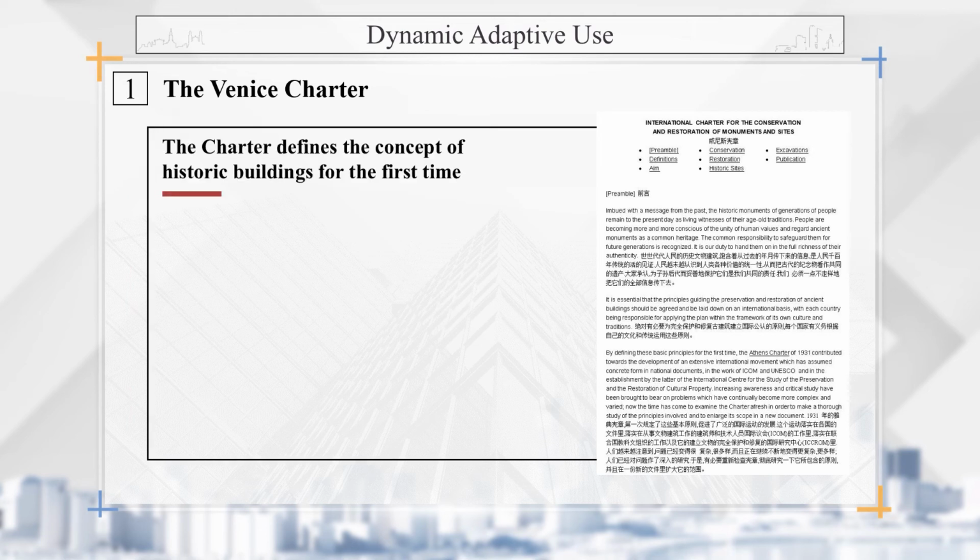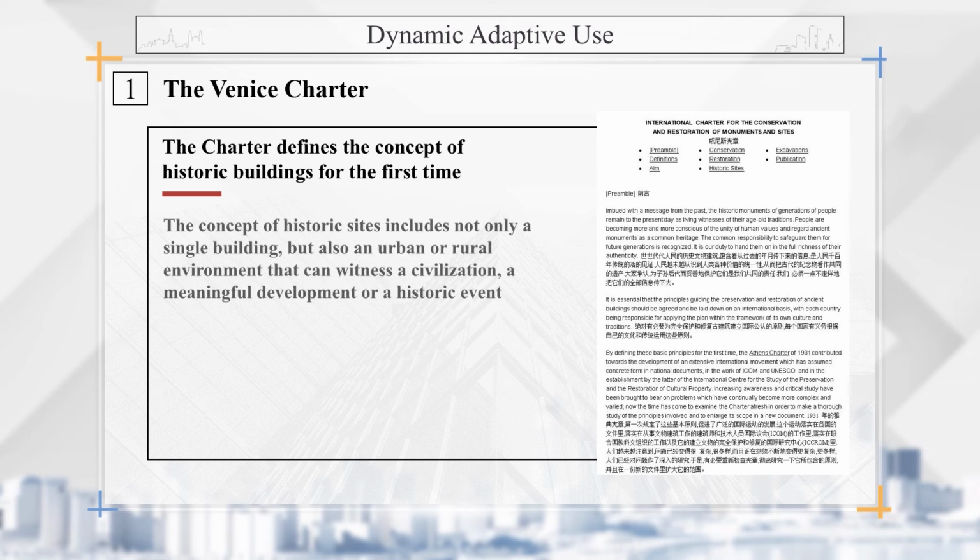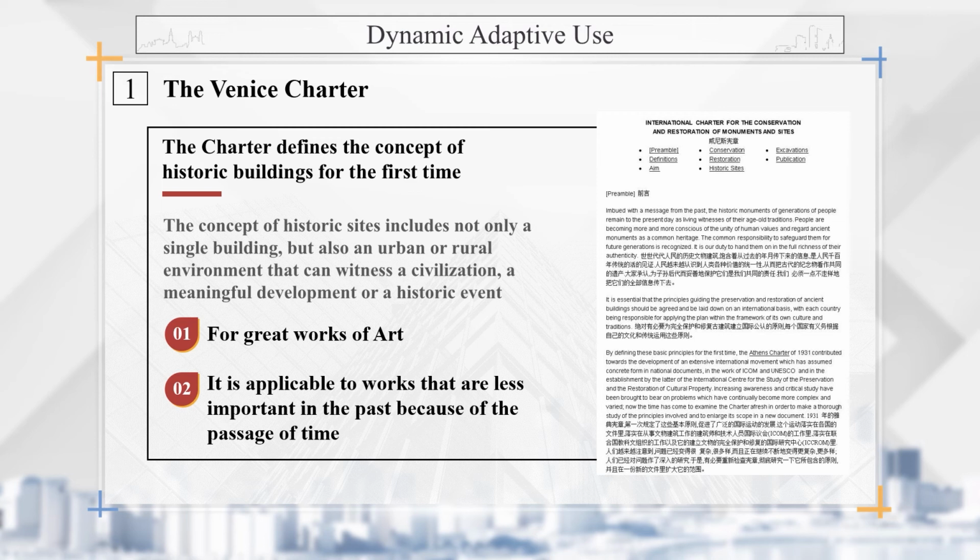The Charter first defined the concept of historic cultural relics. The concept of historical monuments includes not only individual buildings, but also urban or rural environments that witness a civilization, a meaningful development, or a historical event. It also states that this concept applies not only to great works of art, but also to works of less importance in the past that have acquired cultural significance as a result of the passage of time.